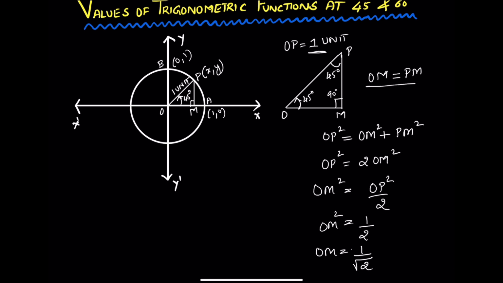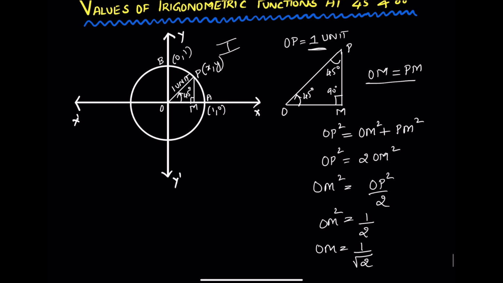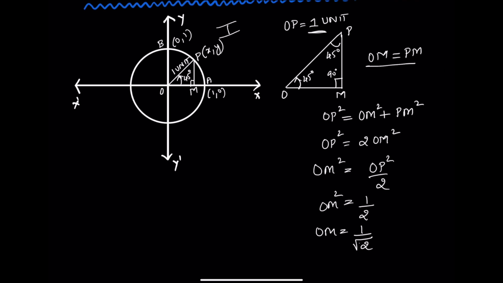Why are we considering only the positive value? Because this is the first quadrant. So in the first quadrant, both x and y values are positive. So we are not considering minus 1 by square root of 2. We are only considering the positive value. Now, OM is nothing but the adjacent side here. So this is adjacent, this is opposite, and this is hypotenuse.